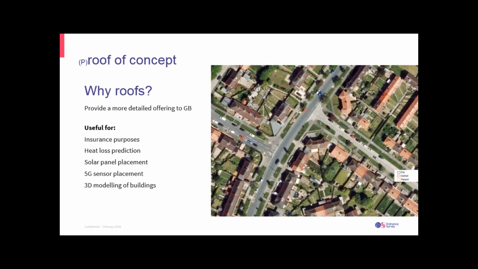So if anyone's seen our data before, we map all buildings in urban areas to within 10 centimetres of their real world location, which is great detail, but a futuristic society is going to want even more information about those buildings, such as roof shape. So I've written down a couple of use cases that I could come up with, perhaps for solar panel placement, 3D modelling, LOD2 already needs roof shape, 5G sensor placement for autonomous vehicles. So this is a good use case for us to do a little proof of concept. So the question is, can we extract roof shape automatically from aerial imagery that we already have?